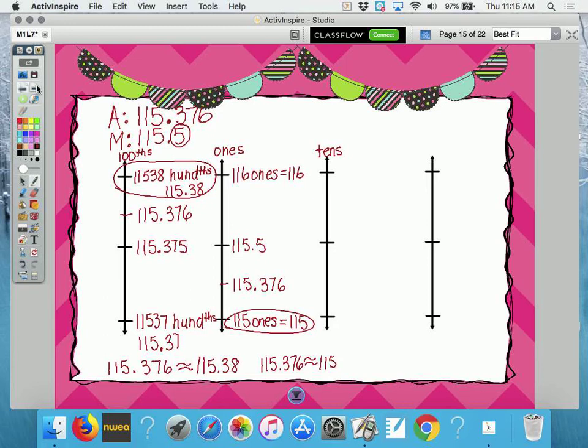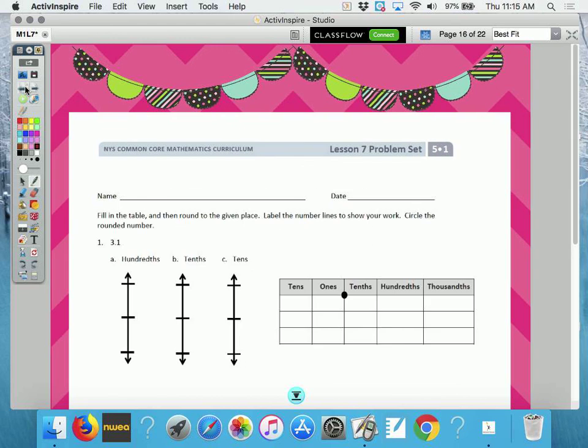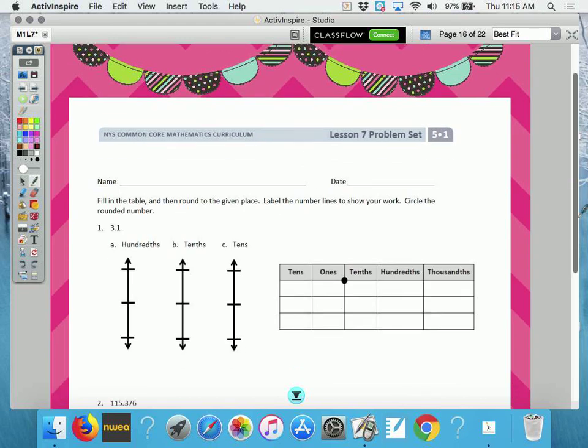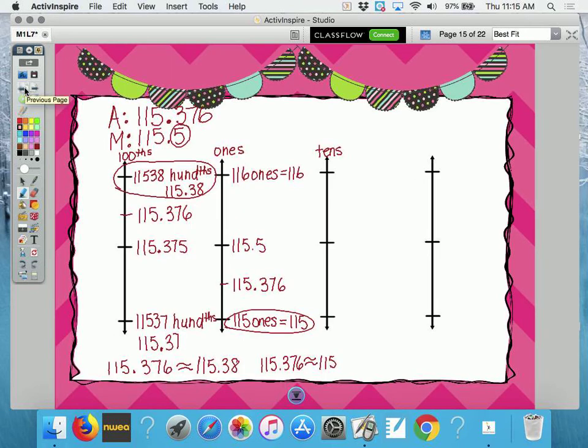Oops, went the wrong way. Am I ever going to find it? Okay. Tens. How many tens are there? 11 tens. So 11 tens in unit form. And Miguel, how do I write that in standard form?